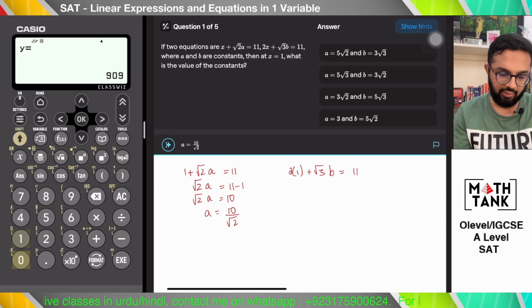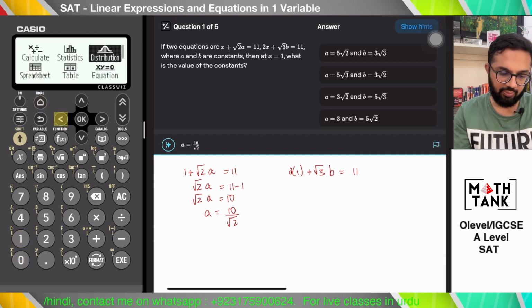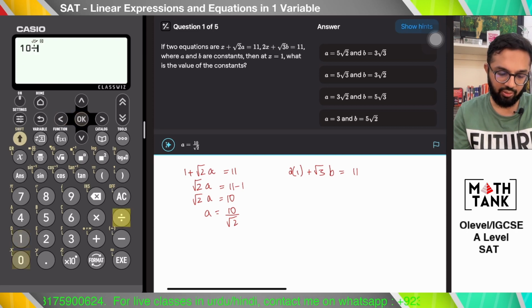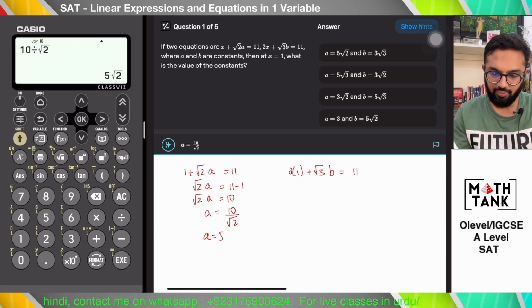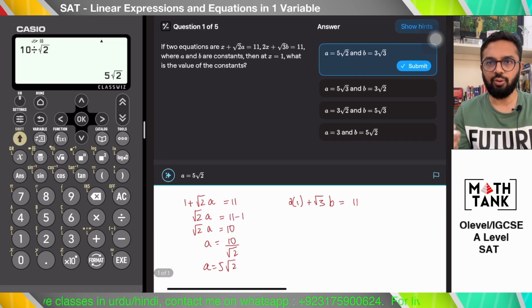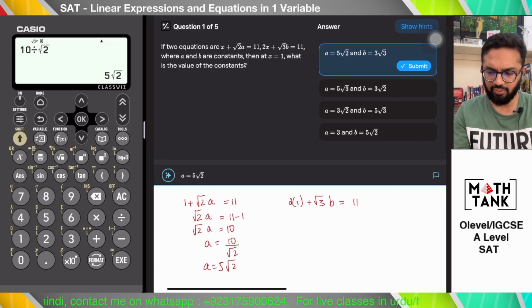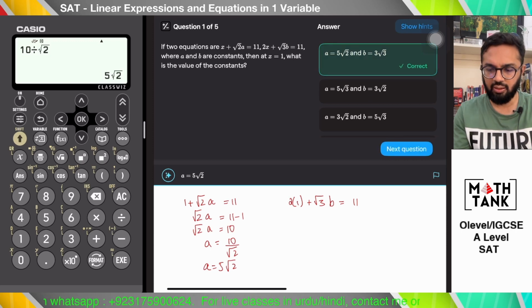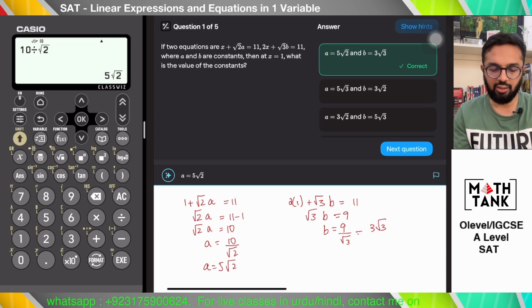So a is 10 divided by root 2. Let's ask our calculators what that is. I'm going to go to the calculate mode now. 10 divided by root 2. That's 5 root 2. Only one answer is 5 root 2. I can select that even if I don't know the other answer. On the SAT, it's important that you are saving time as well. So I think that should be the correct answer even if I don't calculate. And yes, that is indeed the correct answer. Even if I were to calculate, I would get 9 divided by root 3, which is equivalent to 3 root 3 on a calculator.